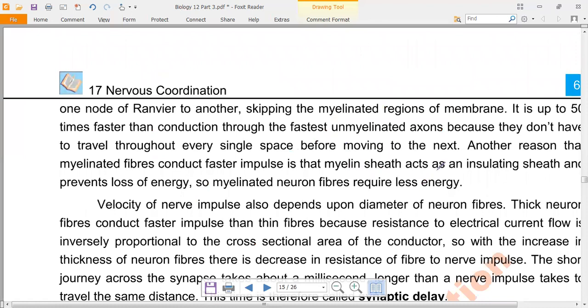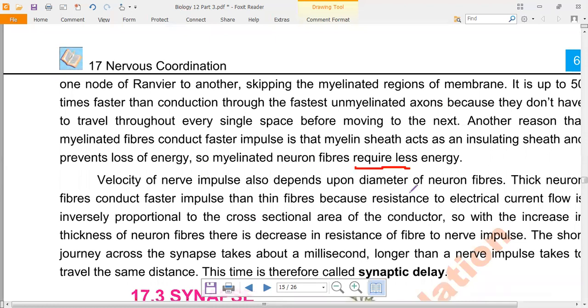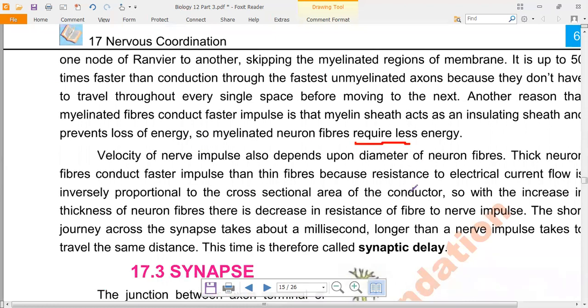Okay, so next, another reason myelinated fibers conduct impulses faster is that the myelin sheath acts as an insulator, so it does not allow any charges to leak, and also there is less requirement of energy, because the myelin sheath does not have voltage gates or sodium potassium pumps which need energy for the movement of the charges. Another reason is the diameter of neuron fibers.